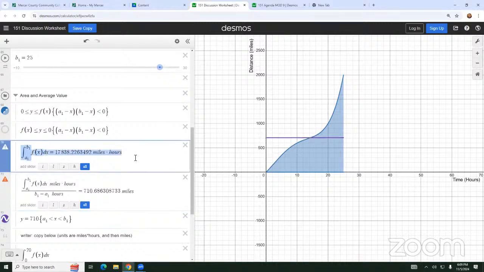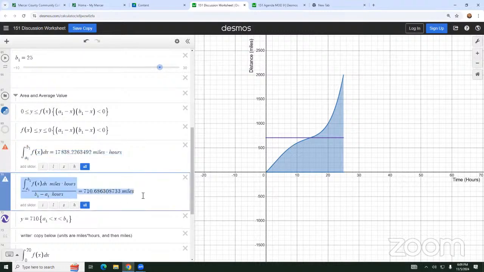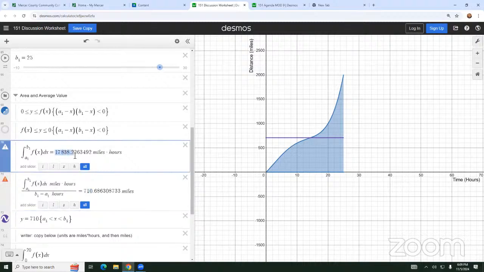This first one here, that's the area under the curve, and the units are mile hours. The second one here, that's the average value. So I was on average 710 miles away, but I traveled 17,800 mile hours. I'm not sure. Sometimes mile hours mean something, sometimes they don't. Like if you talk about man hours, that could be the amount of time it takes to get a job done.